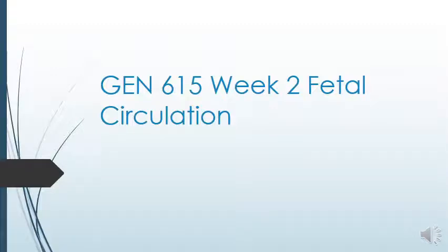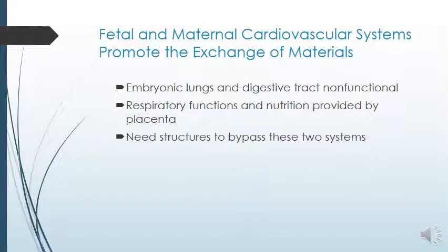This is week 2, fetal circulation. The embryonic lungs and digestive tract are non-functional in a developing fetus. The respiratory functions and nutrition are provided by the placenta of the mother. And the placenta is made from cells of both the baby, the fetus, and the mother. And structures are needed to bypass these two systems.